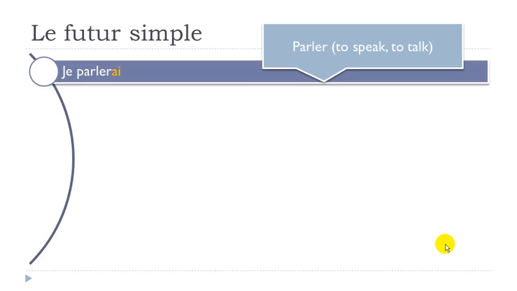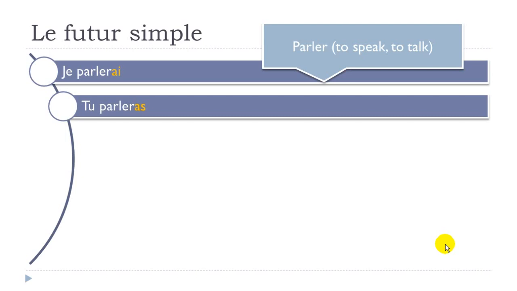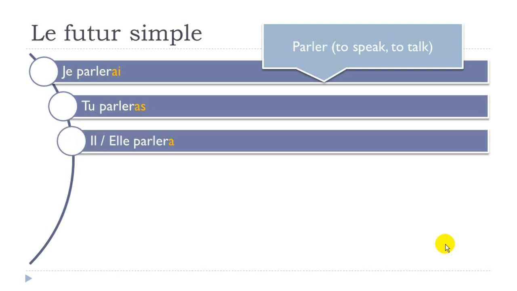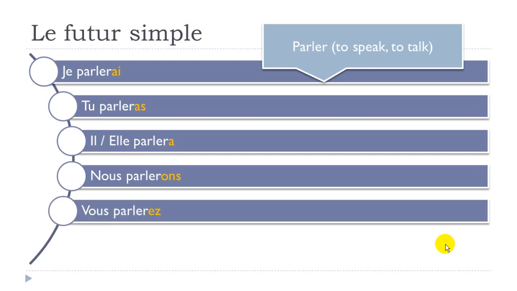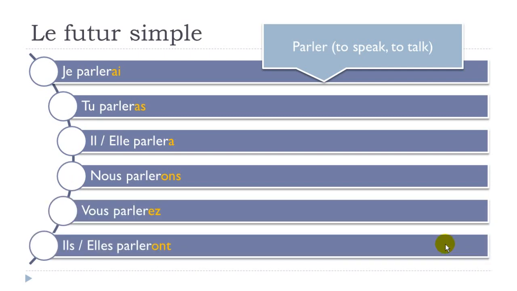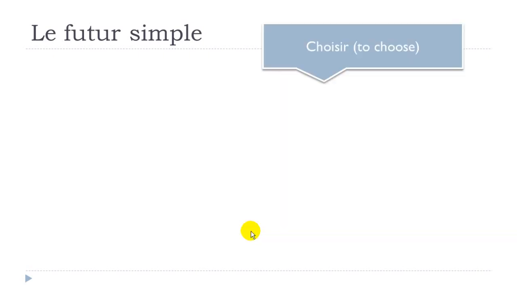Okay? So let's see how it will go with parler, to speak, to talk. Okay? Je parlerai. Tu parleras. Il parlera. Elle parlera. Nous parlerons. Vous parlerez. Ils parleront. Elles parleront. Alright? So as I said, just keep your basic form and just put your endings. Okay? E, a, on, et, on. That's it.